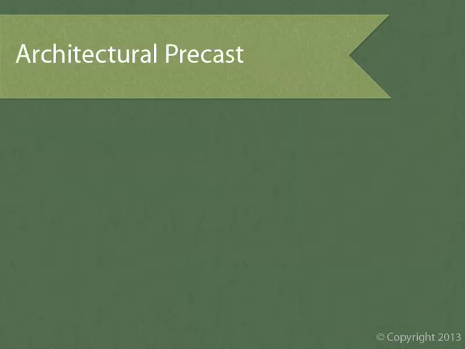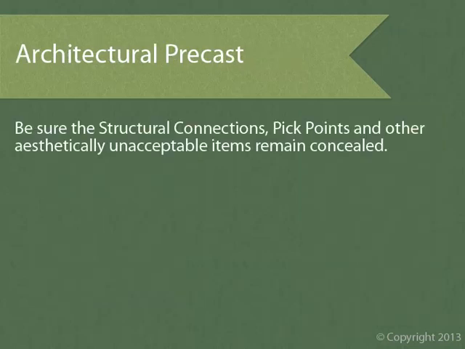Okay, this next one's on architectural precast. We need to be sure the connections, pick points, and other structural components remain concealed. For a steel building structure, precast panels are erected from the exterior with a crane, and the connections are made on the back side. Those connections are rarely a problem.